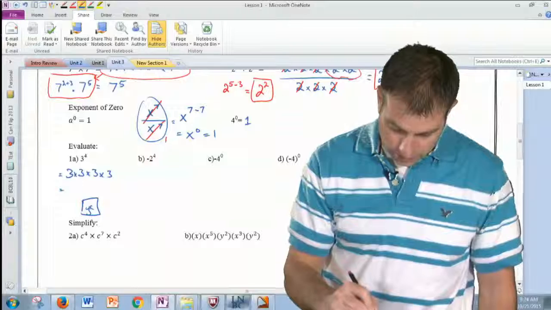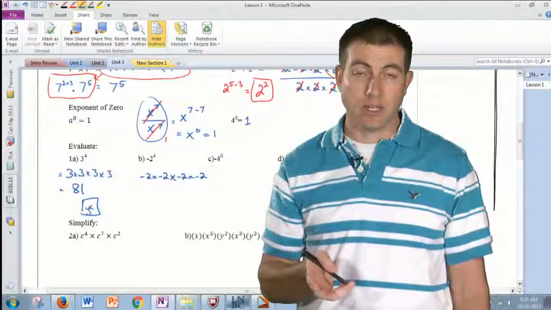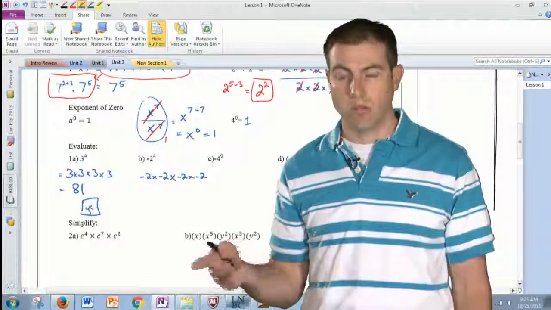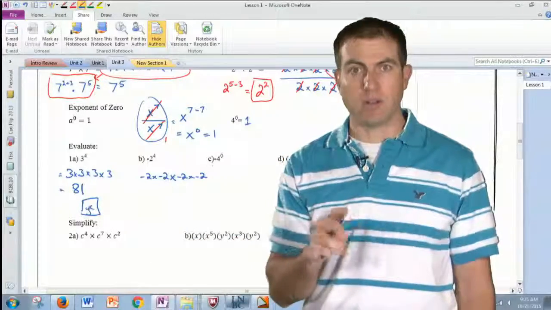Sorry, I should write in the answer here. This is 81. If I have negative 2 times negative 2 times negative 2 times negative 2, you're going to have 4 negative signs. So if you have a negative number and you're using an exponent, if it's an even exponent, like 4, 8, 12, then your answer is going to be positive because you have an even number of negative signs.